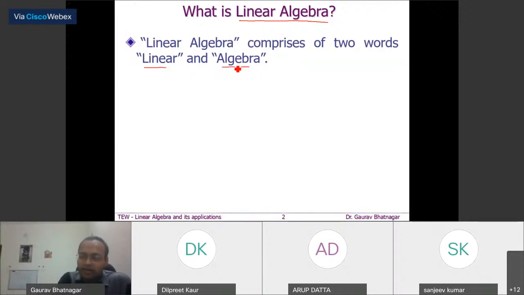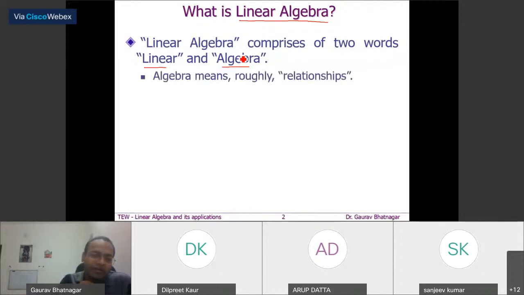It doesn't matter which program we are in, these two words are frequently used. Even from our elementary education, we use the word linear and we use the word algebra as well. So now let us try to understand what is the meaning of these two words. So when you talk about algebra, the meaning of algebra is roughly the relationship.